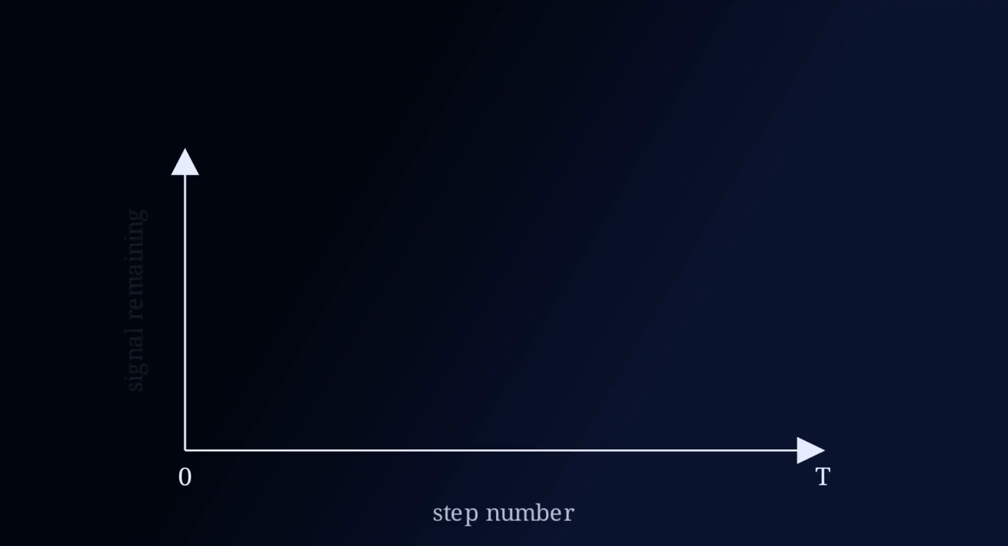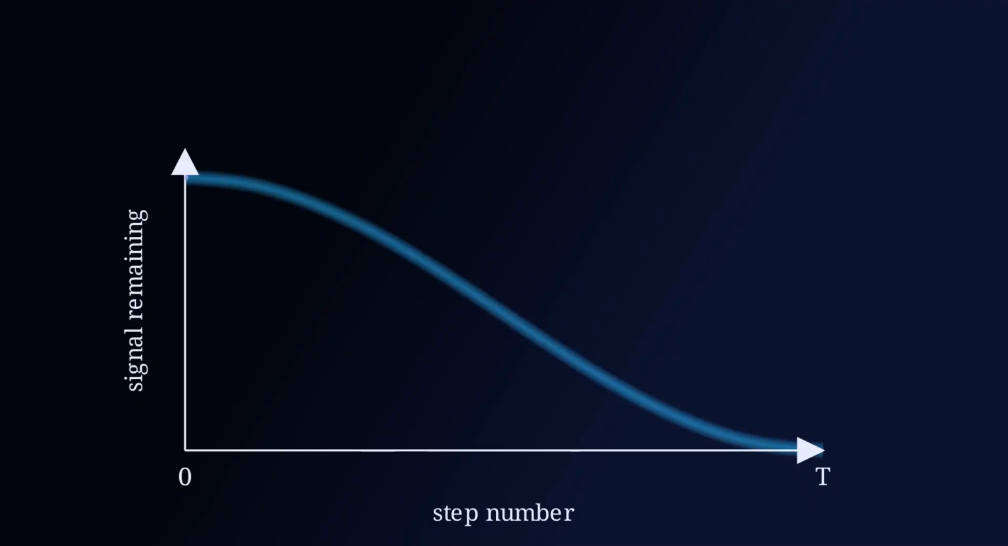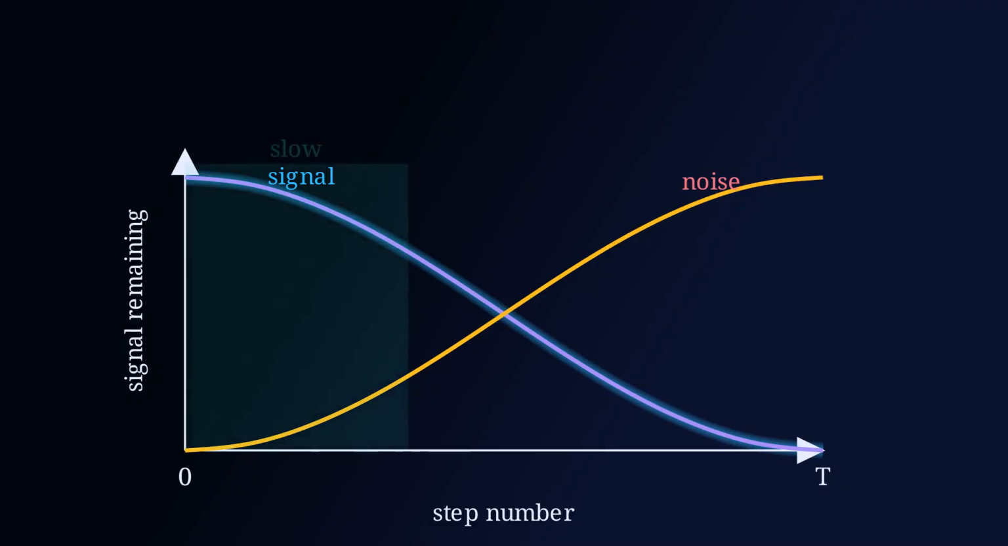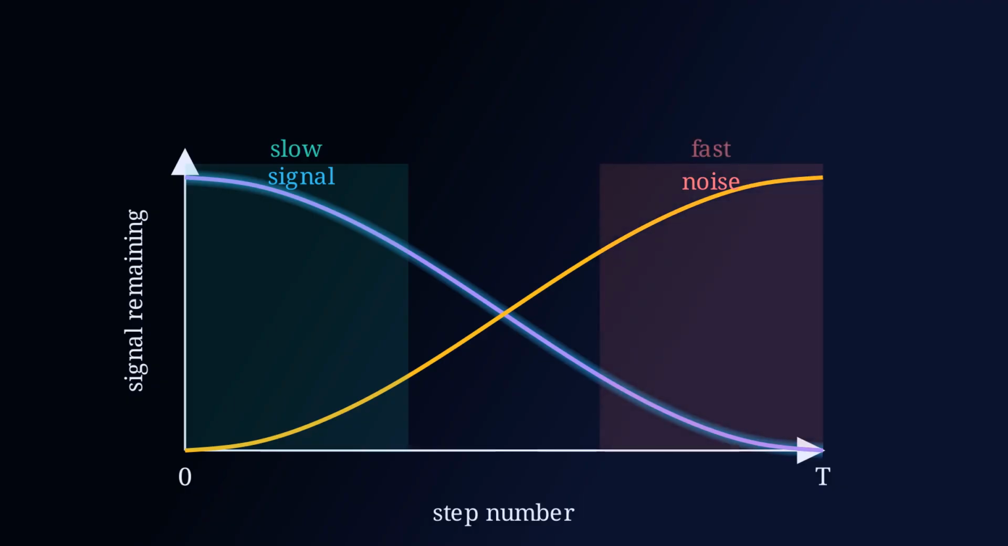On the vertical axis, how much of the signal survives versus how much is noise. We'll plot a curve that starts high, meaning the signal is fully intact, and slides down to 0, meaning the signal is completely gone. A common choice makes this a smooth, gentle S-shaped descent rather than a straight line. The shape matters. Near the beginning we add noise slowly, preserving delicate details as long as possible. Near the end we can afford to add it faster, because there's little left to protect. This careful pacing is what makes the whole thing learnable.